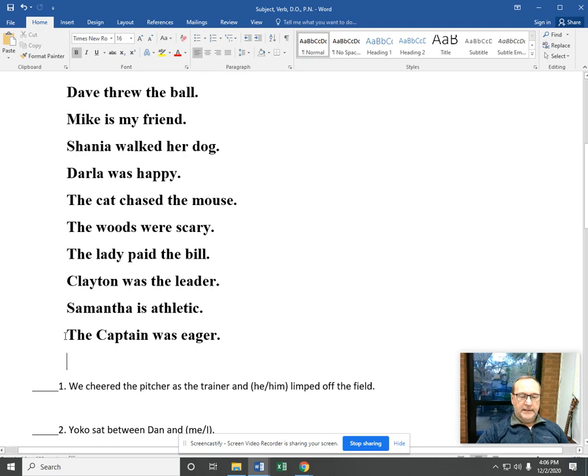All right, one last example. The captain was eager. The captain is the subject. We have a verb, and we know that was is one of our state of being verbs. And eager, since was is a state of being verb, eager has to be either a predicate nominative or a predicate adjective. Well, if it's a noun, it's going to be a predicate nominative. If it's an adjective, it's going to be a predicate adjective. And eager, we know, describes the captain, so it is a predicate adjective. Again, it's an adjective that comes after the state of being verb, but it describes the subject.